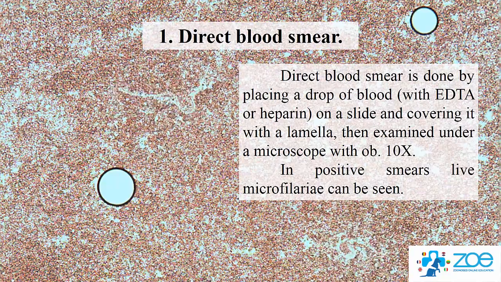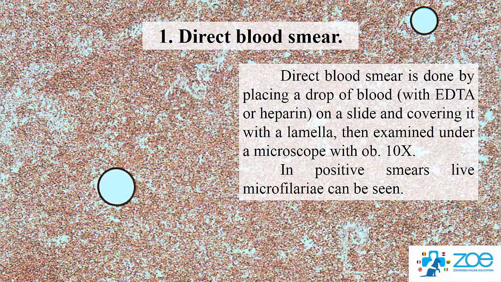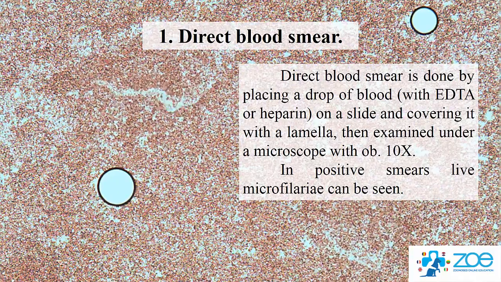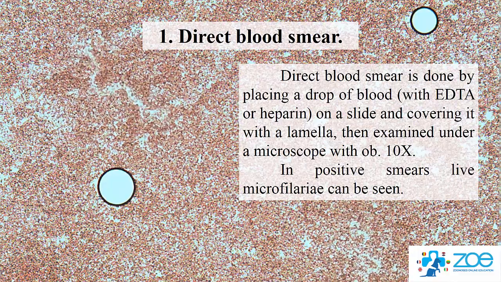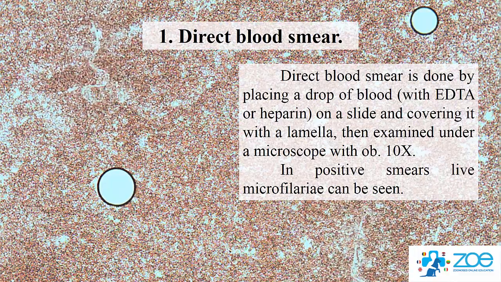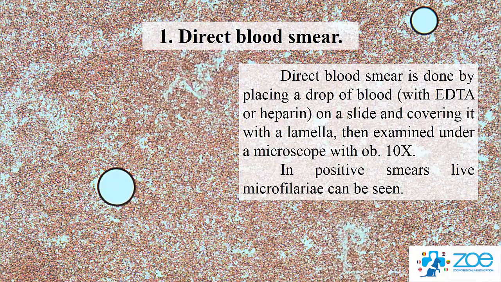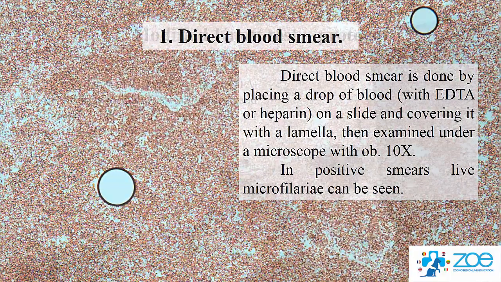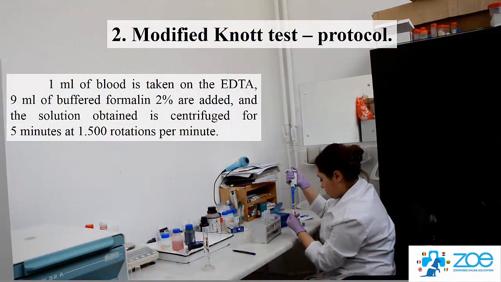Direct blood smear. Direct blood smear is done by placing a drop of blood with EDTA or heparin on a slide and covering it with a lamella, then examined under a microscope. In positive smears, live microfilaria can be seen.